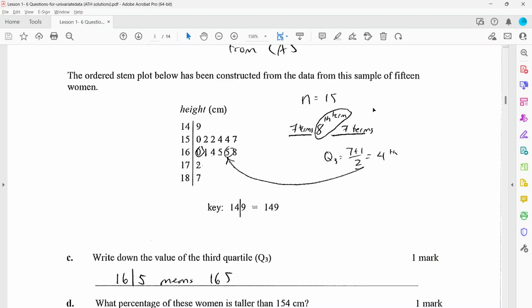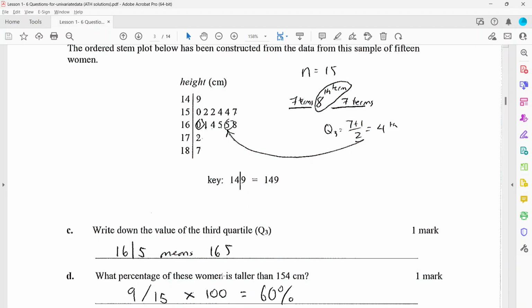So now we just need to find the Q3. If we have 7 terms here, 7 plus 1 divided by 2 is the 4th term after the median. Okay, so this is the median, which is the 8th term. So 1, 2, 3, 4, 5, 6, 7, 8. We've circled it. And our Q3 is the 4th term after that. So 1, 2, 3, 4. Be careful not to just write 5. It is 16, line 5 means 165.